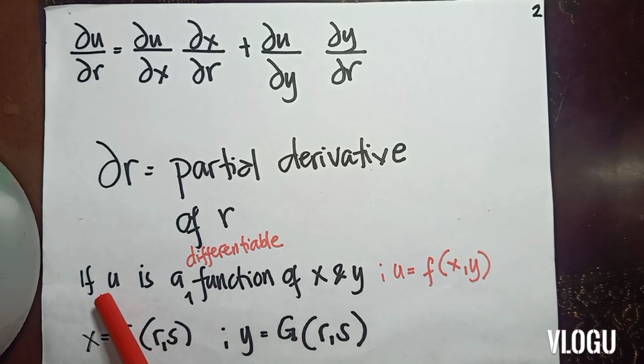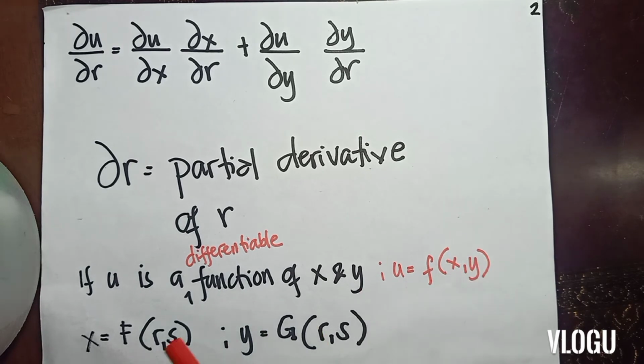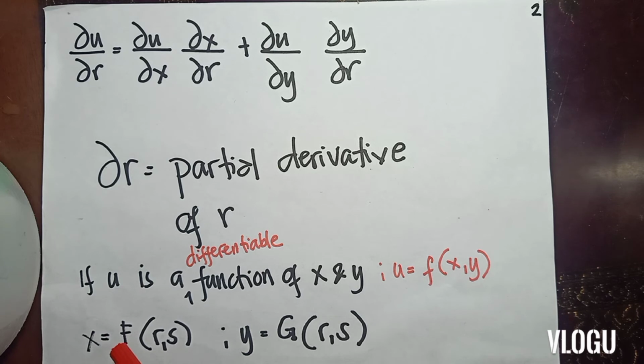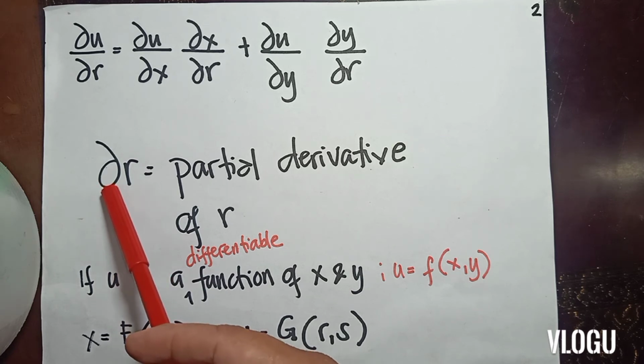If u is a differentiable function of x and y, so we have here u as a function of x and y, and x is a differentiable function of r and s, and y is a differentiable function of r and s, then we will have a partial derivative for this case. So the symbol of partial derivative is this one.